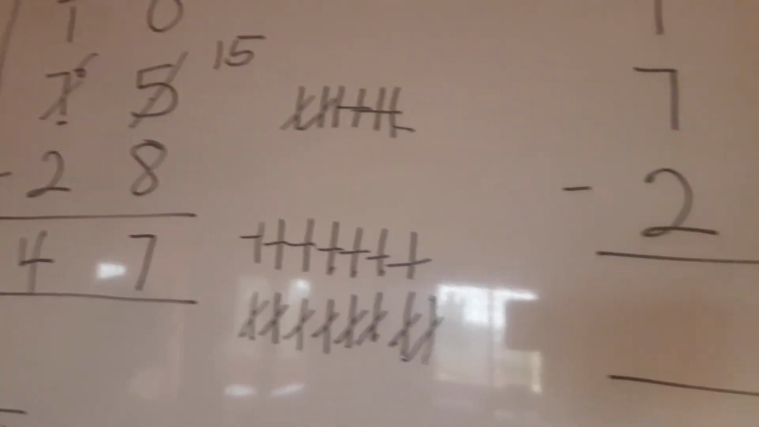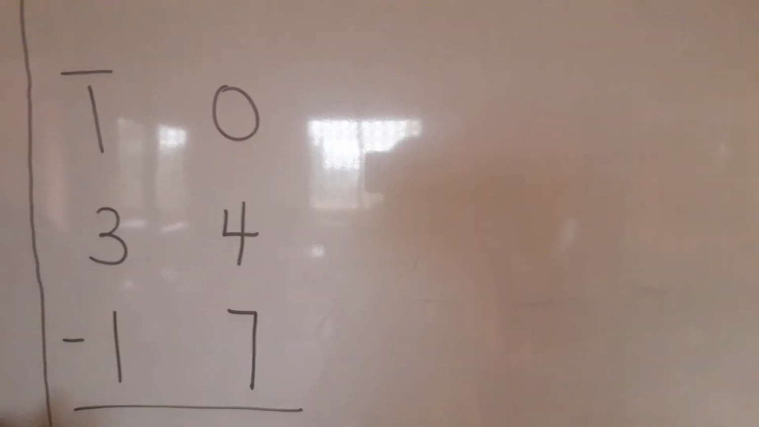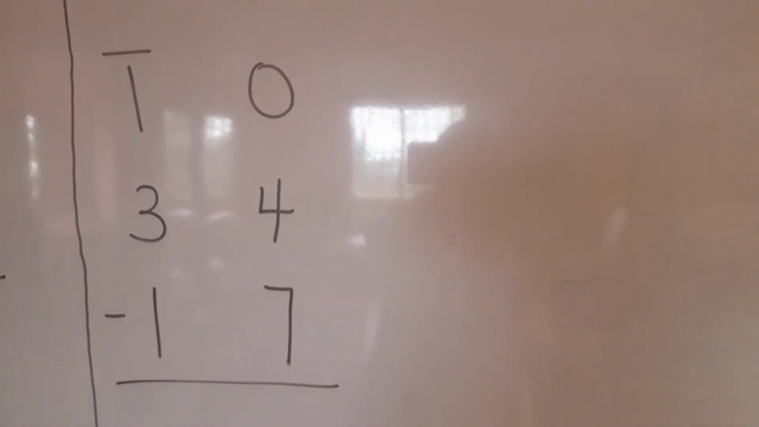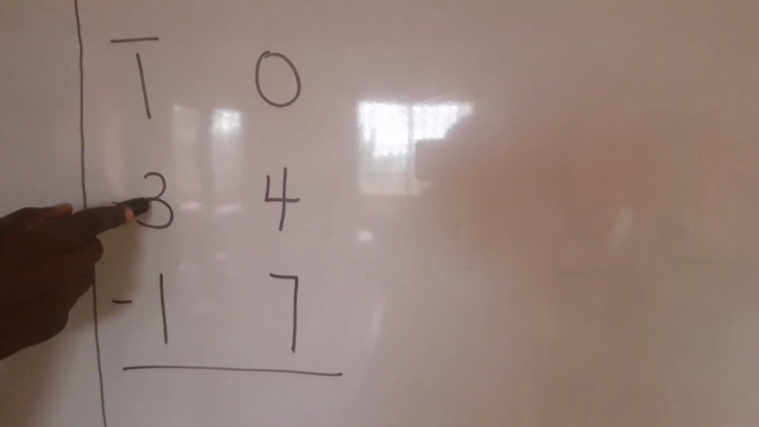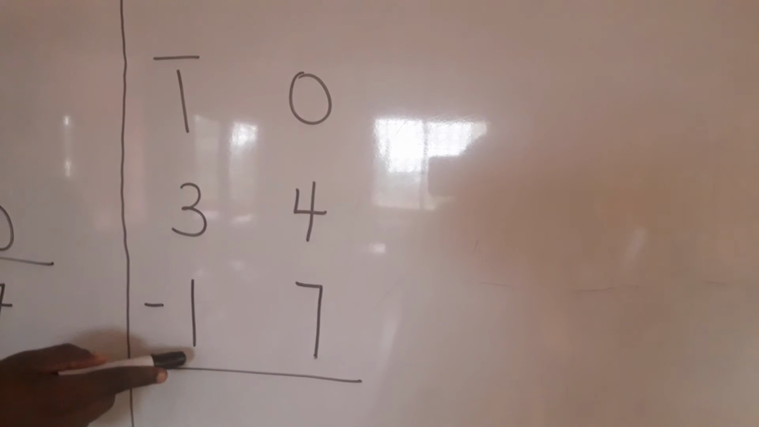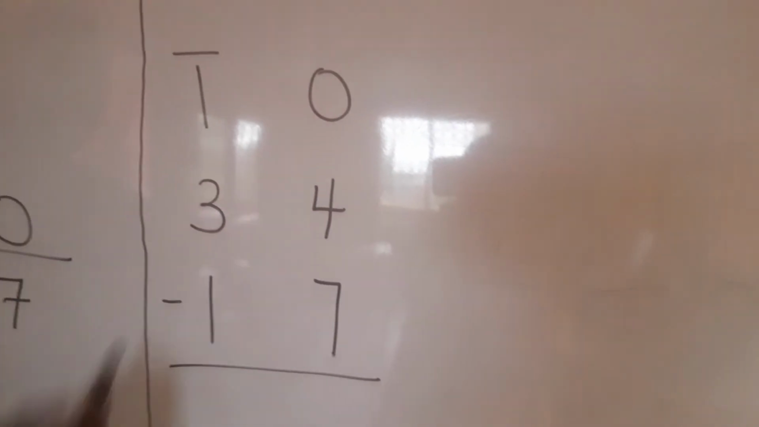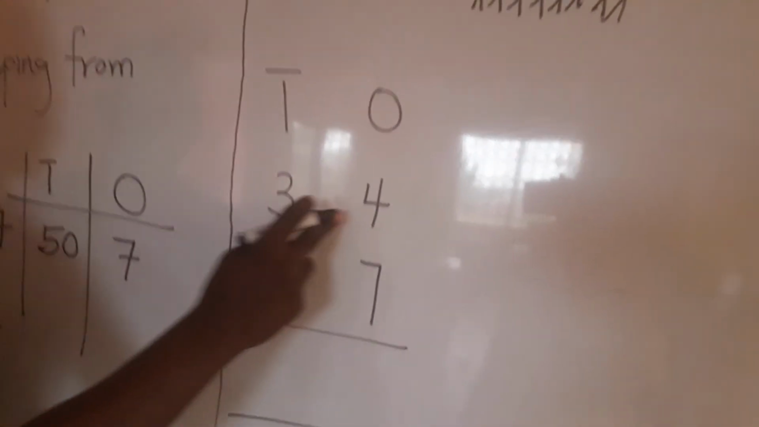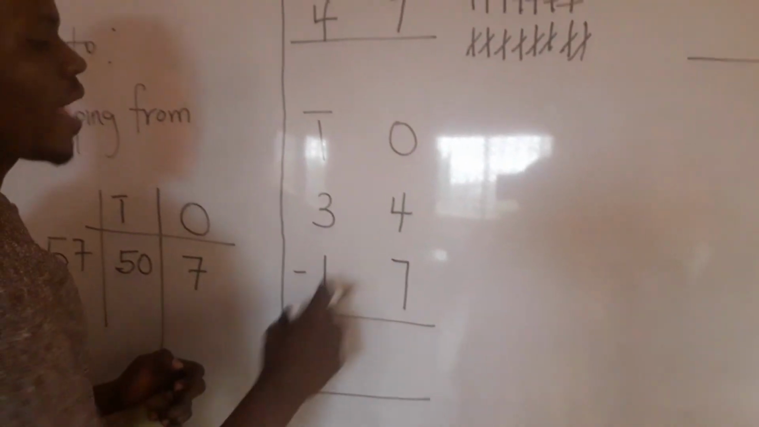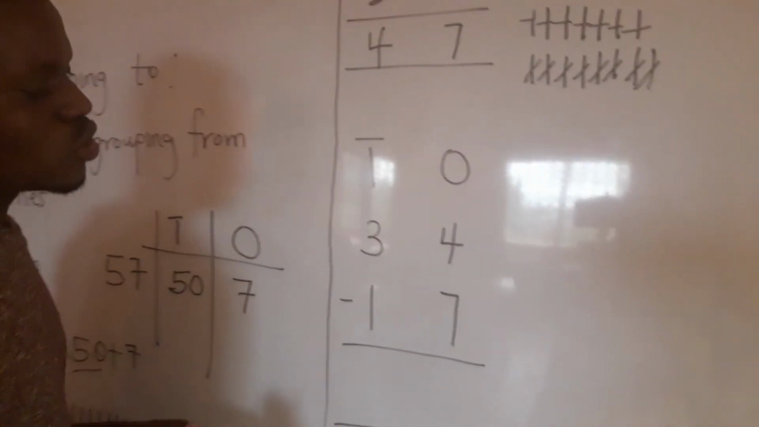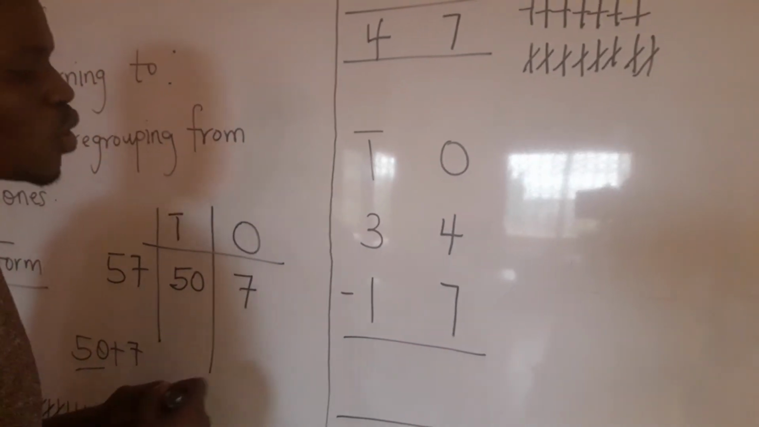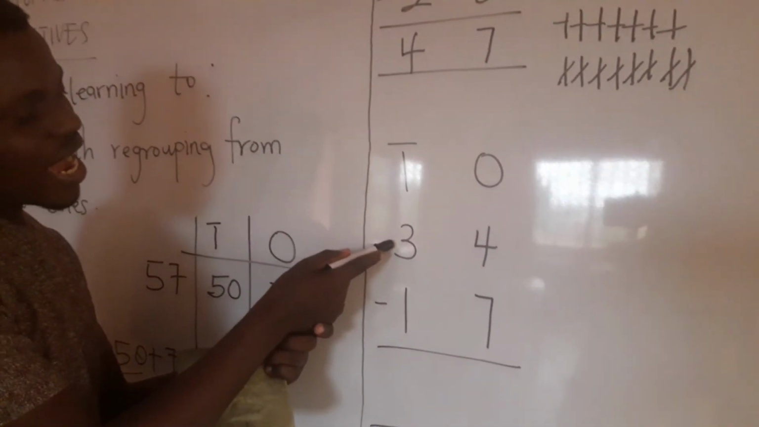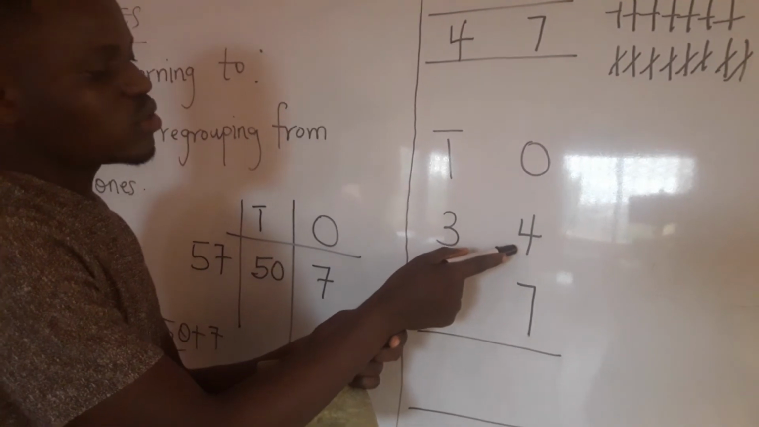Let's take another example. We have 34. 34 minus 17. 34 minus 17. We are taking 17 from 34. We are taking what? 17 from 34. Let's start. We have 4. Okay, we have 4. And can we take 7 from 4? No, it is not possible. So what we do is we borrow 1 from the 3 and we add it to the 4.